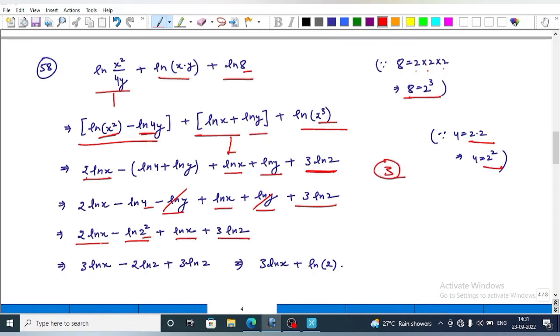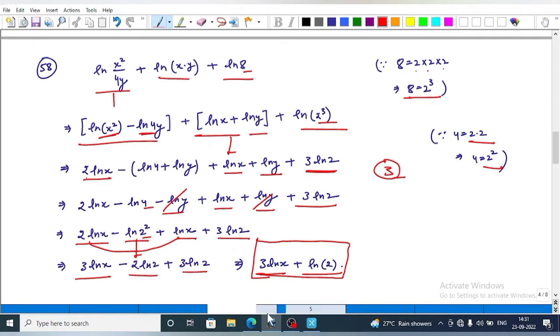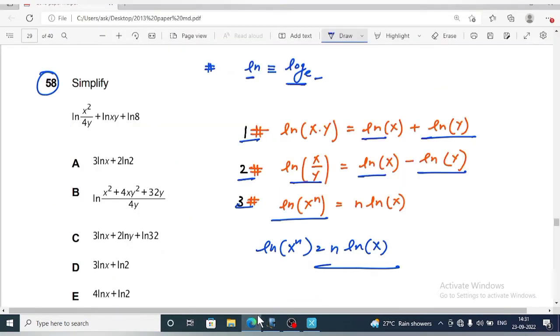Now we have 3 log x, and using result third, this implies 2 times log 2 and 3 log 2. This implies 3 log x and this leaves log 2. Carefully read this result, that is 3 times log x and 1 times log 2. In this, option A is incorrect, option B incorrect, option C incorrect, option E incorrect, and we are left with only option D, 3 times log x plus log 2.